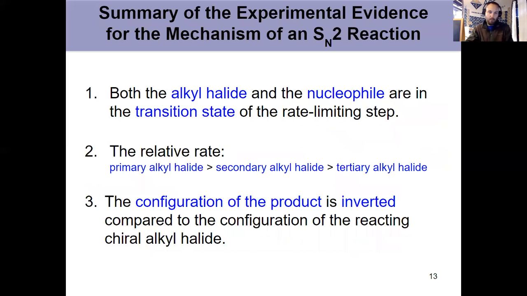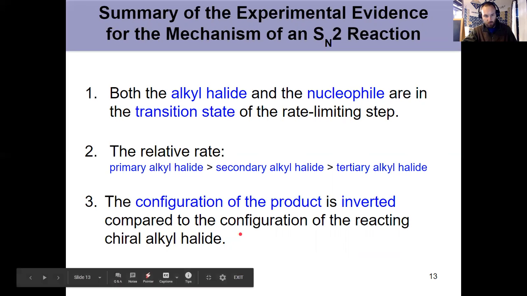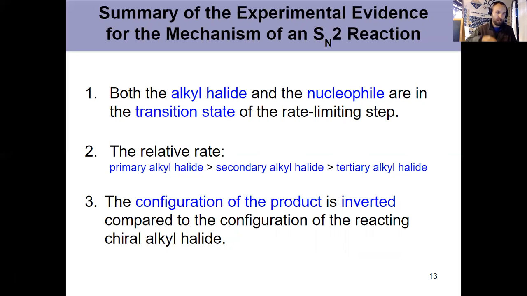So that's the last piece of information from experiments. Alkyl halide and nucleophile are involved in the transition state. Solid piece of information there. Relative rate: primary faster than secondary, faster than tertiary, and as we just saw, inversion of configuration. These are important to identify in your reactants, and it gives us the information necessary to draw the mechanism.